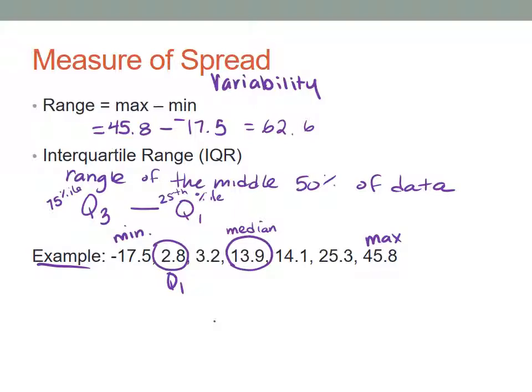Okay, and then we're going to take the upper 50% of our data and take the median of that, and that is Q3. So to calculate interquartile range, we take Q3 minus Q1, so 25.3 minus 2.8, and we find out that our interquartile range is 22.5.